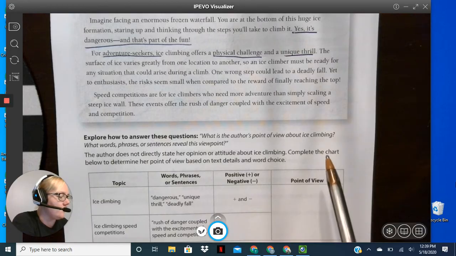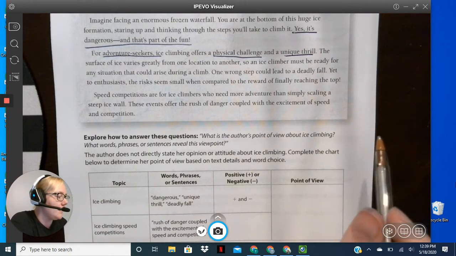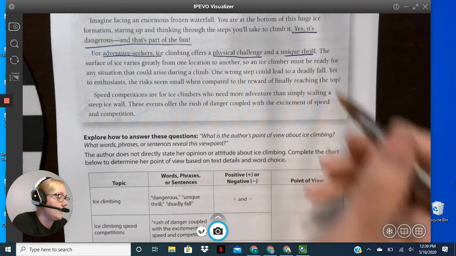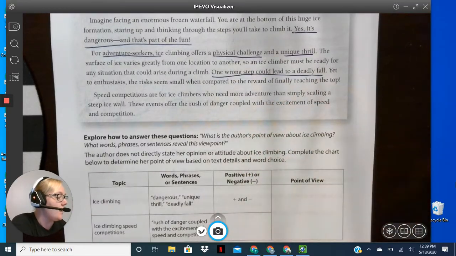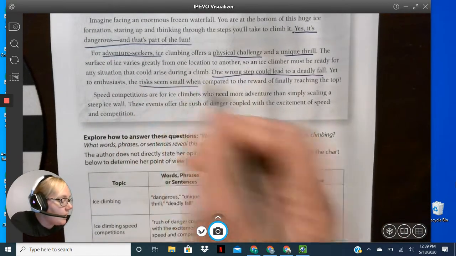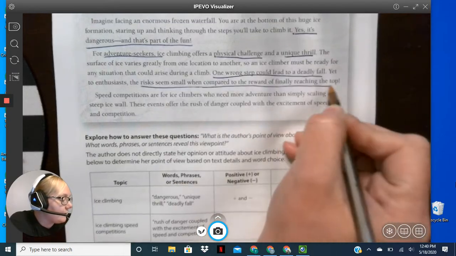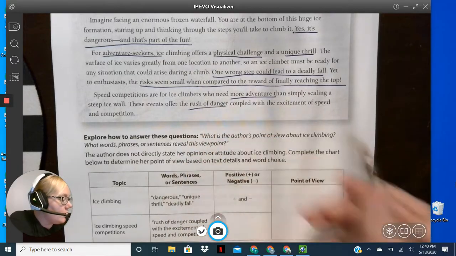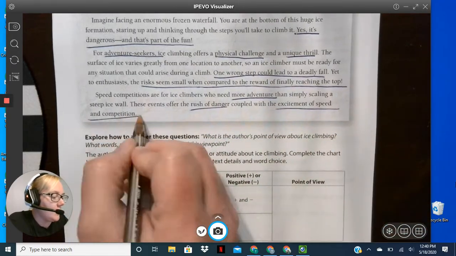The surface of ice varies greatly from one location to another, so an ice climber must be ready for any situation that could arise during a climb. One wrong step could lead to a deadly fall. Okay, well, that's a little negative. Yet, to enthusiasts, the risk seems small when compared to the reward of finally reaching the top. So risk seems small when compared to the reward of finally reaching the top. Speed competitions are for ice climbers who need more adventure than simply scaling a steep ice wall. So more adventure. These events offer the rush of danger coupled with the excitement of speed and competition.